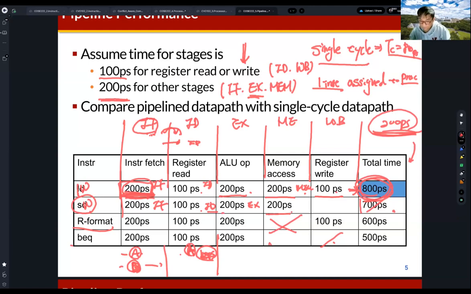Do you understand? Actually, the same clock signal is delivered to the multiple stages, so the clock period for each of these stages needs to be the same. In this case, we need to use a 200 picosecond clock period, because the maximum delay of the pipelining stage is 200 picoseconds.